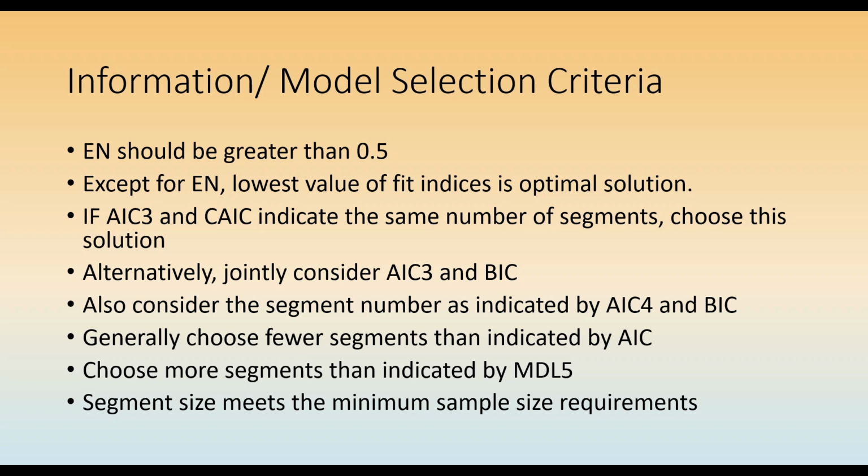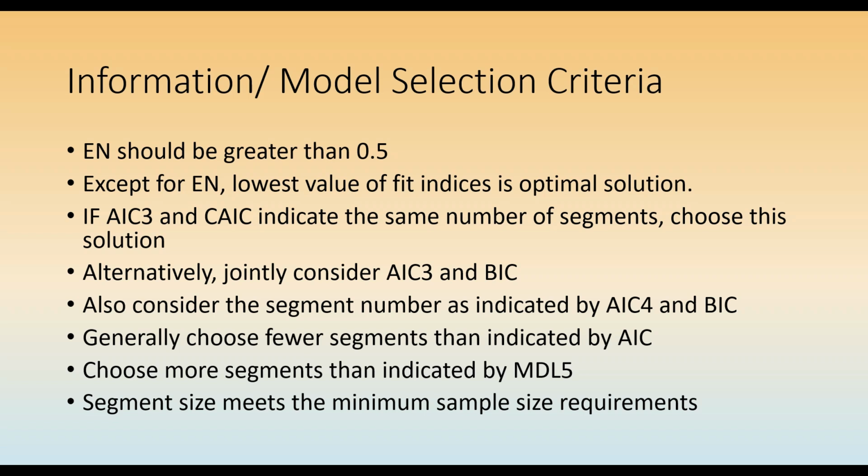Except for entropy, the lowest value of fit indices is the optimal solution. So for any model selection criteria, the lowest value is a better value. If AIC3 and CAIC indicate the same number of segments, choose that solution. So it's very simple and straightforward. If there is a chance that AIC3 and CAIC have the same number of segments or the same values, then we choose this solution. Alternately, jointly consider AIC3 and BIC.